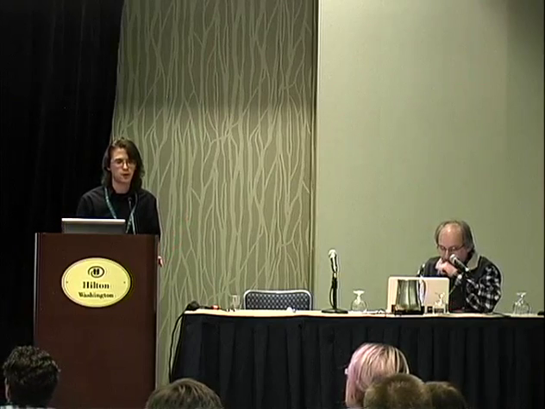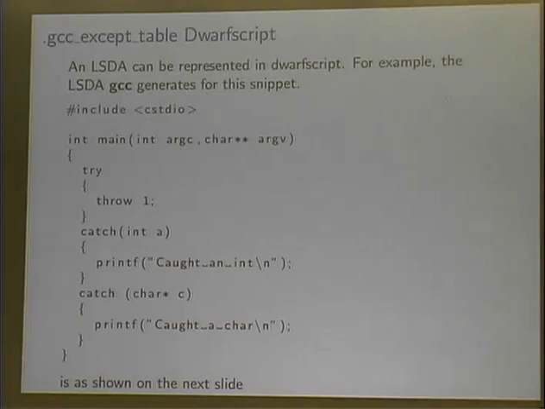This is really what it is, the runtime type matching, pattern matching in the standard C++ library. So DWARFScript is capable of representing the contents of the GCC except table as well as the frame. This is possibly the first reasonably human readable representation of the GCC except table ever.